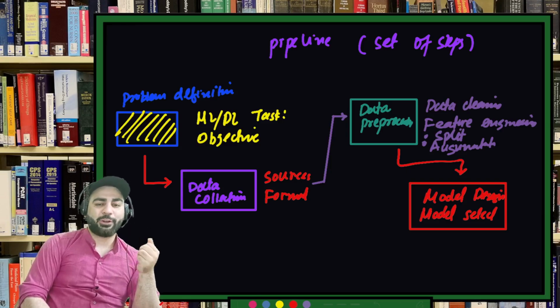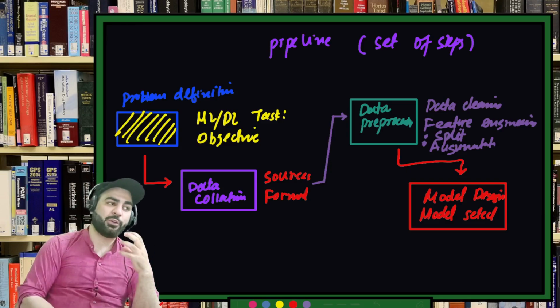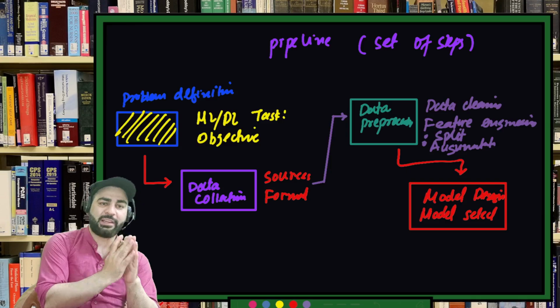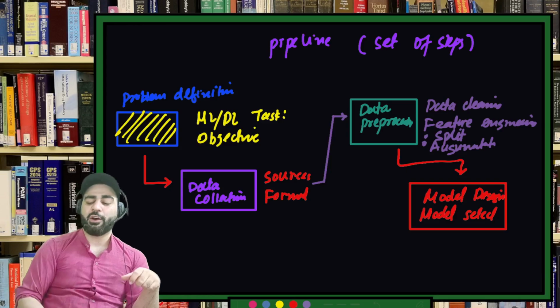Or in deep learning, you will say I'll use a particular model architecture. I'll define the architecture. Let's suppose I'll use CNN, or RNN, or transformers. Then I'll define how many layers I'll use. So you'll come up with an architecture. That's why you design the model, or you select a model.